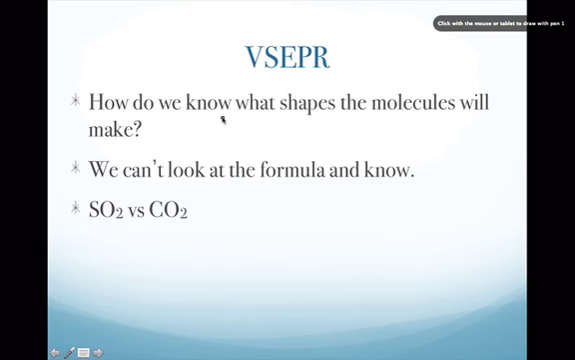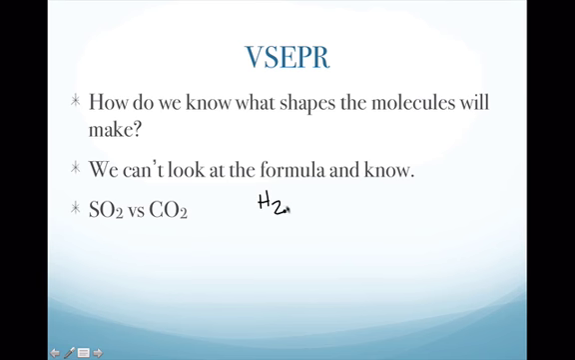So when we want to know what shape these things are going to look like, how do I know that water is going to look like Mickey Mouse with the hydrogens kind of sitting up higher? Why are the hydrogens not sitting at 180 degrees from each other? We use what's called the VSEPR theory. You can't just look at the formula to know.